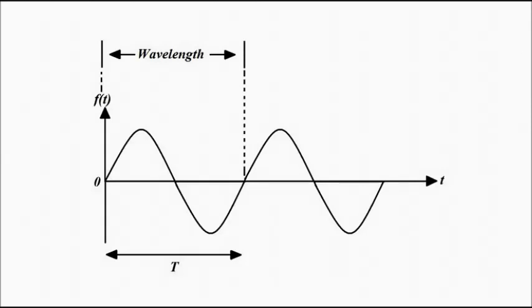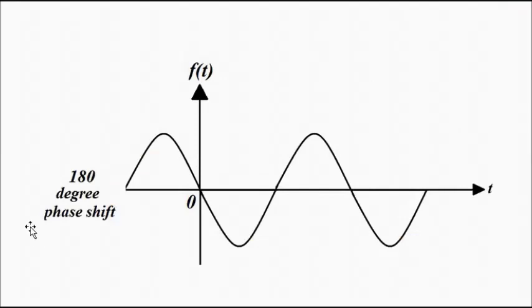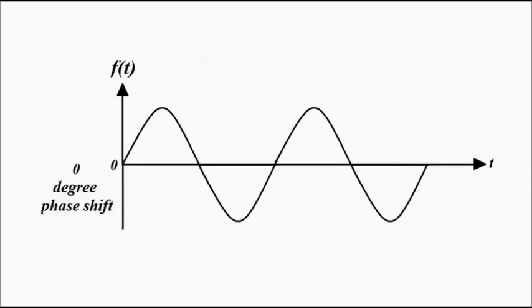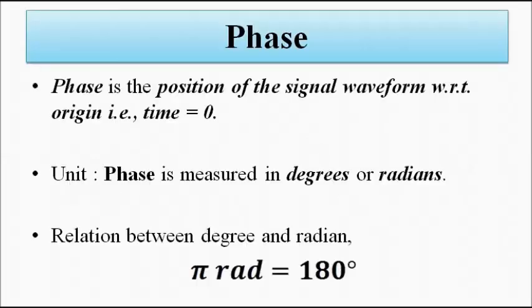Next is another important thing, which is the representation of signals. There are two ways in which signals can be represented and analyzed. First is the time domain representation, which we saw here, because everything was a function of time. The signal value was on the y-axis and the time was on the x-axis. These are all time domain representations.